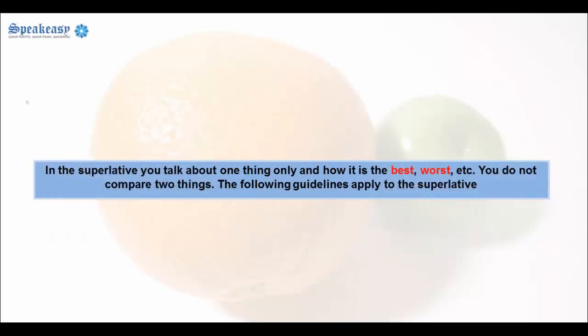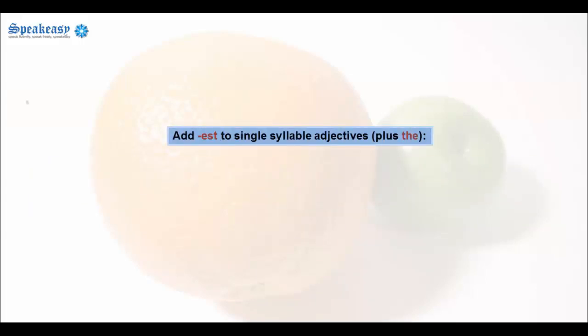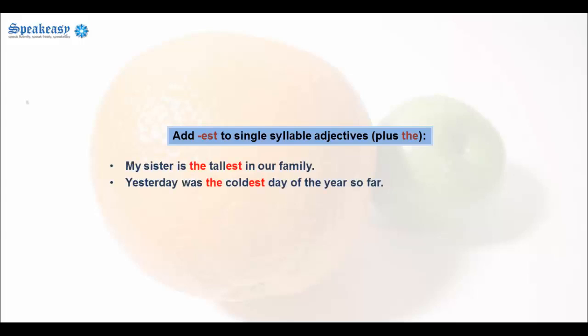In the superlative, you talk about one thing only, and how it is the best or worst and so on. You do not compare two things. The following guidelines apply to the superlative. Add est to single-syllable adjectives, plus the. My sister is the tallest in our family. Yesterday was the coldest day of the year so far.